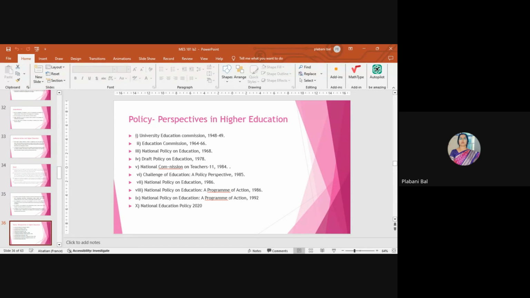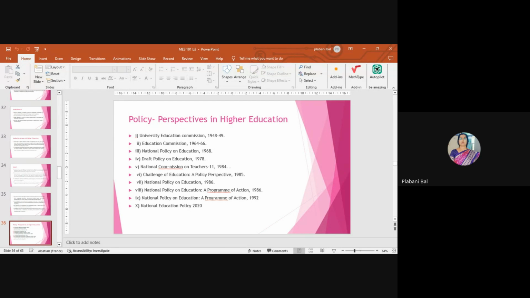So the first strategy they adopted was to provide education to all up to the age of 14. Then eradicate adult illiteracy, then link education to the world of work, and strengthen research and development roles. So these strategies were thought of at that time to restructure higher education.